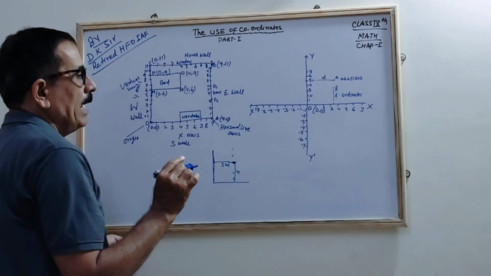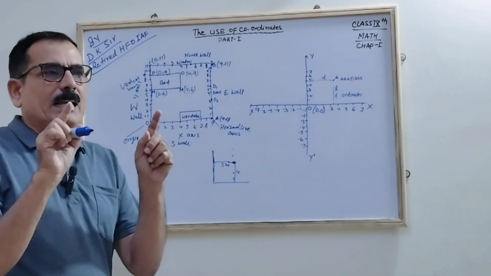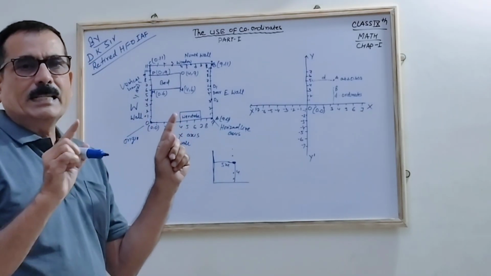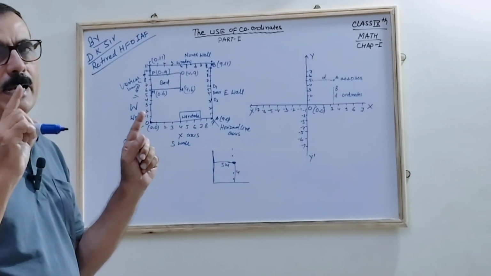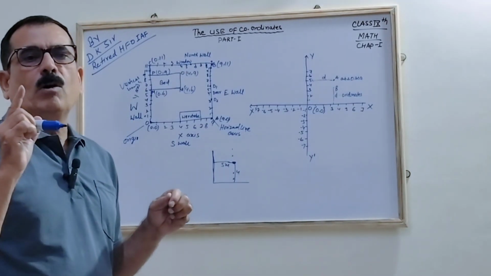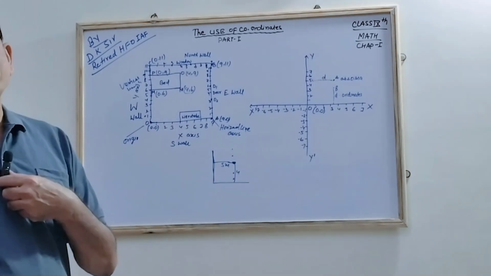Always there are two ways. There are two ways. Both are equal. Either you take the distance from the y-axis, that will be called the x coordinate. If you take the distance from the x-axis, that will be called the y coordinate. Or, for me, I have made it very simple.